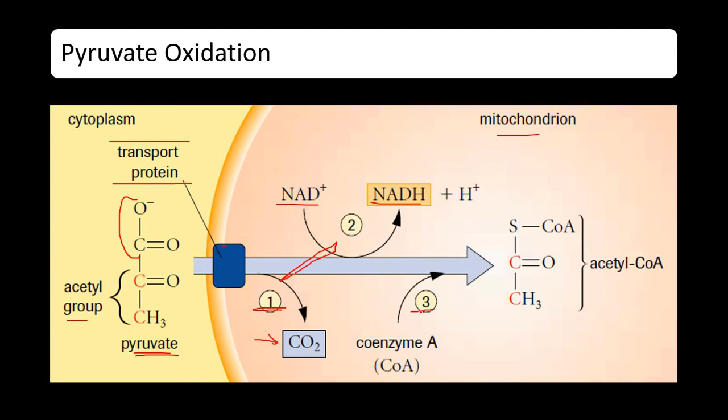And the third step of the reaction is a combination of coenzyme A with the acetyl group, which results in the formation of acetyl-CoA. So this is the end product of pyruvate oxidation. This acetyl coenzyme A enters the Krebs cycle and reacts with the oxaloacetic acid, which is the first reaction of citric acid cycle or Krebs cycle. And that will be discussed in the next video.